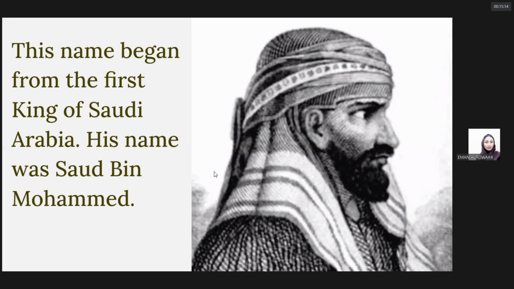This name began from the first king of Saudi Arabia. His name was Saud bin Muhammad. Okay, you might ask, Mom, is the founder of Saudi Arabia King Abdul Aziz or Saud bin Muhammad? In the history of Saudi Arabia, we have three Saudi states, actually: the first Saudi state, the second Saudi state, and the third Saudi state. The country that we know today is the third Saudi state, which is founded by King Abdulaziz Al Saud. But before that, there was the first and second Saudi state. Al Saud ruled the first and second Saudi states. The first founder was Saud bin Muhammad. But for modern Saudi Arabia, the founder was Abdul Aziz Al Saud. Tamam?